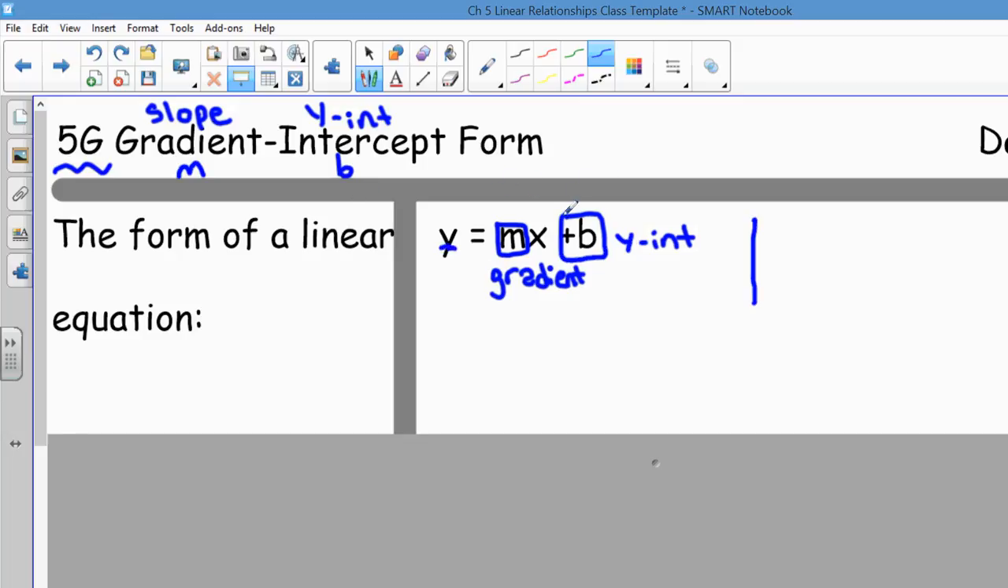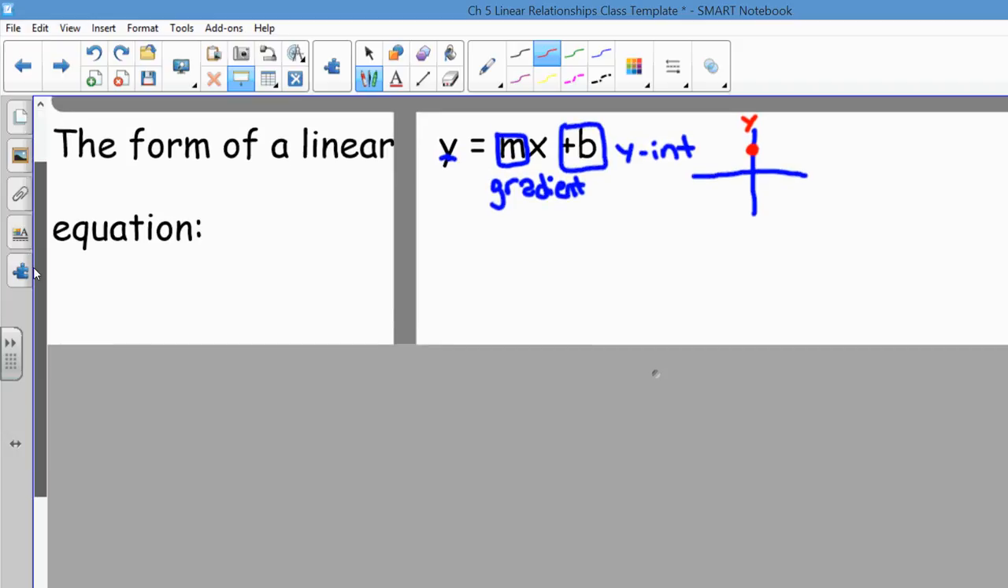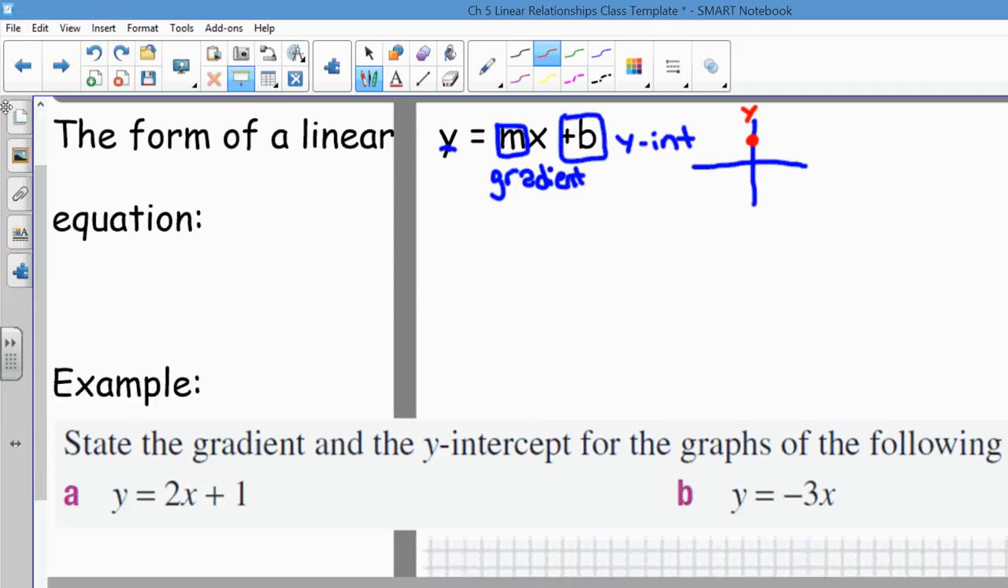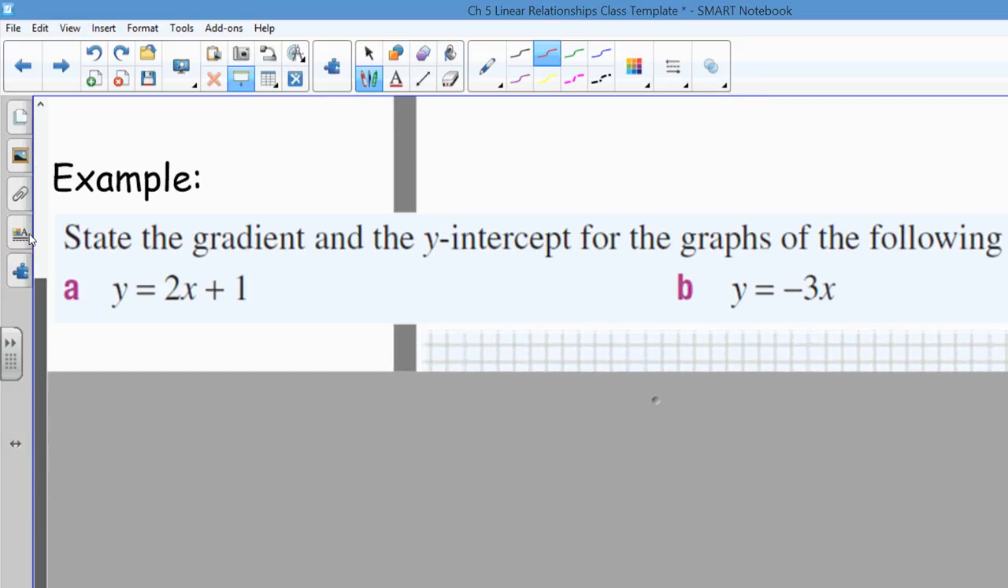So your y-intercept, remember, is when you actually cross the y-axis. So it would be where you are on the y-axis. So it'd be some point along this y-axis. So those two pieces of information are very helpful to us. So make sure you have that down. And let's look at an example about how this helps us graph.